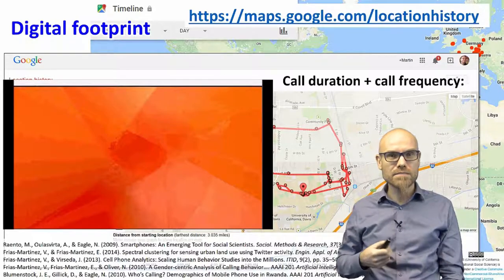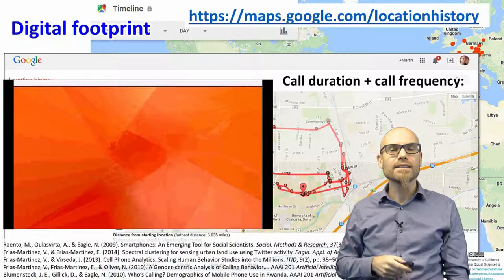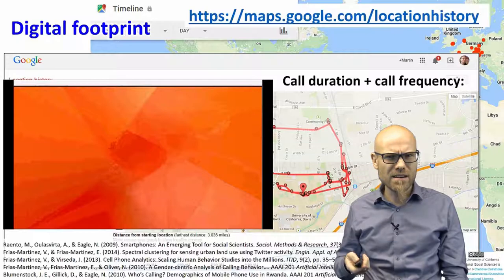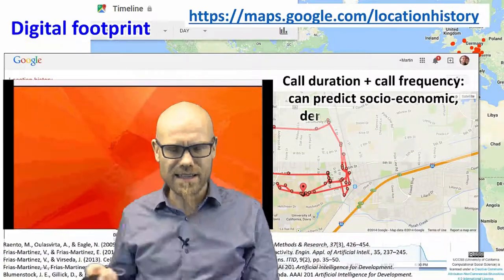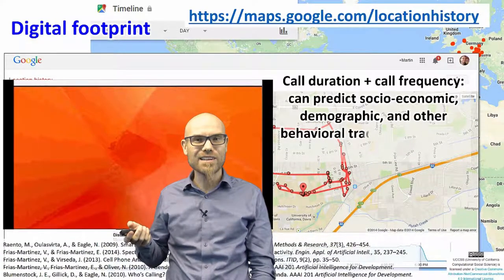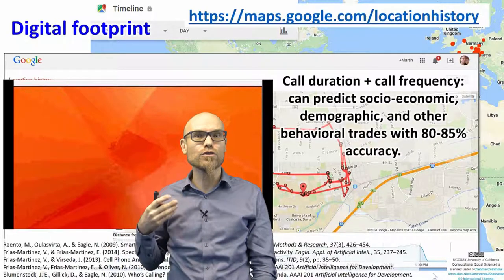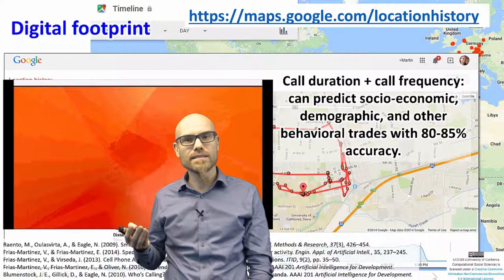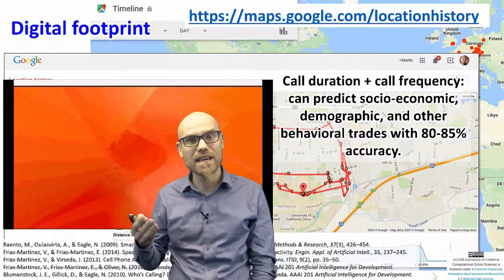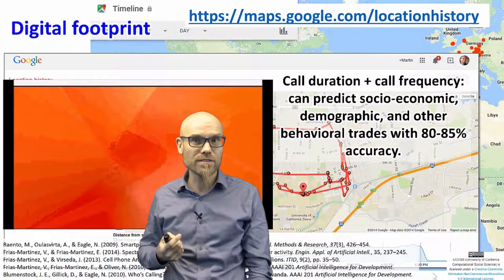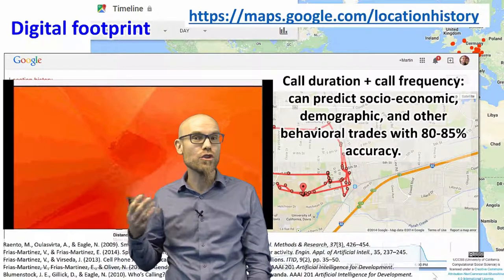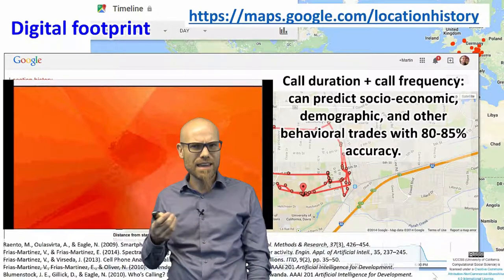If you just use this metadata, you can basically reverse engineer an entire census, a household survey of an entire country, with an accuracy of up to 85%. For example, you can predict all kinds of socioeconomic data, such as your income level and your educational level. You can predict demographics, your age, your gender, and other behavioral traits.